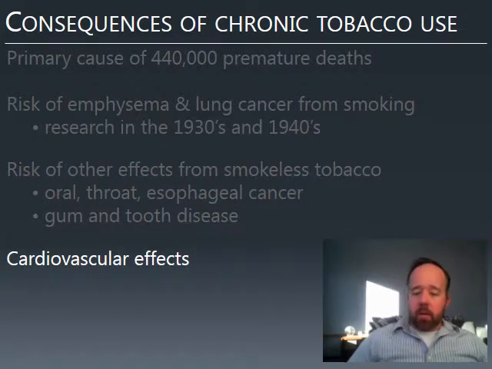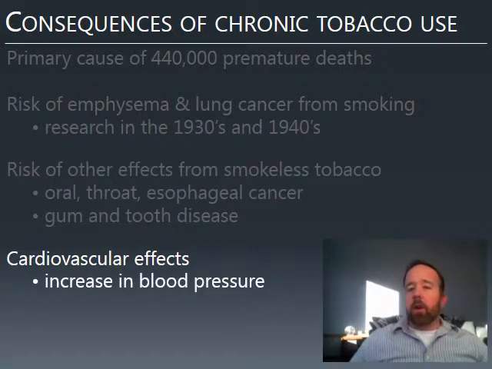There are also these effects that occur in the cardiovascular system, and some affect the heart directly. So, because nicotine is a sympathomimetic substance, it activates the sympathetic nervous system. And one of those effects is an increase in heart rate and a constriction of the blood vessels. So what does that do? Well, it really raises the blood pressure.